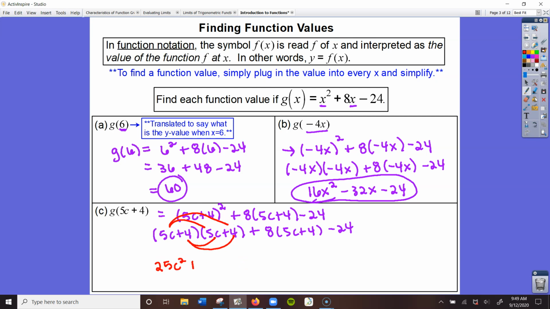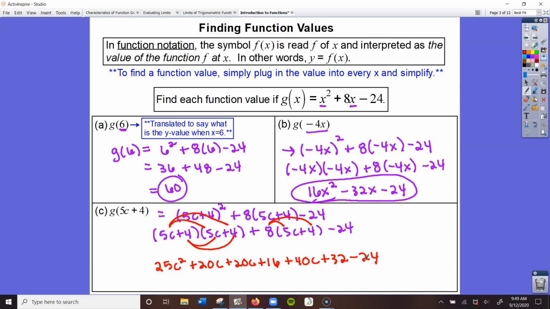Then plus 20c, then plus another 20c, and finally plus 16. Moving along with the rest of my expression, I'm going to distribute this 8, and that would give me plus 40c plus 32, and finally that minus 24.